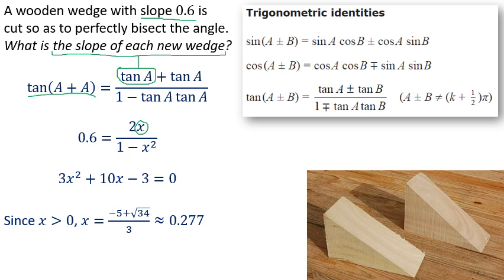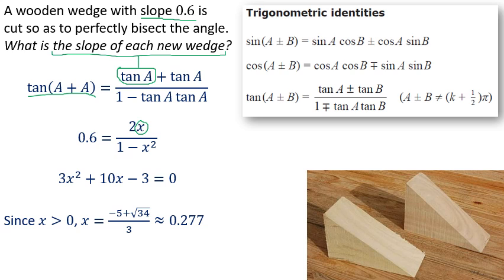We know that the slope of each wedge will be positive because it's a physical wedge of wood, it's going to have a positive angle, and we come out with a positive gradient for it. Remember, this 0.277 is not the angle, it's the slope. I never needed to work out the angle. I never worked out what the original angle was by doing inverse tan of 0.6, and I never worked out what the new angle was by doing inverse tan of 0.277.